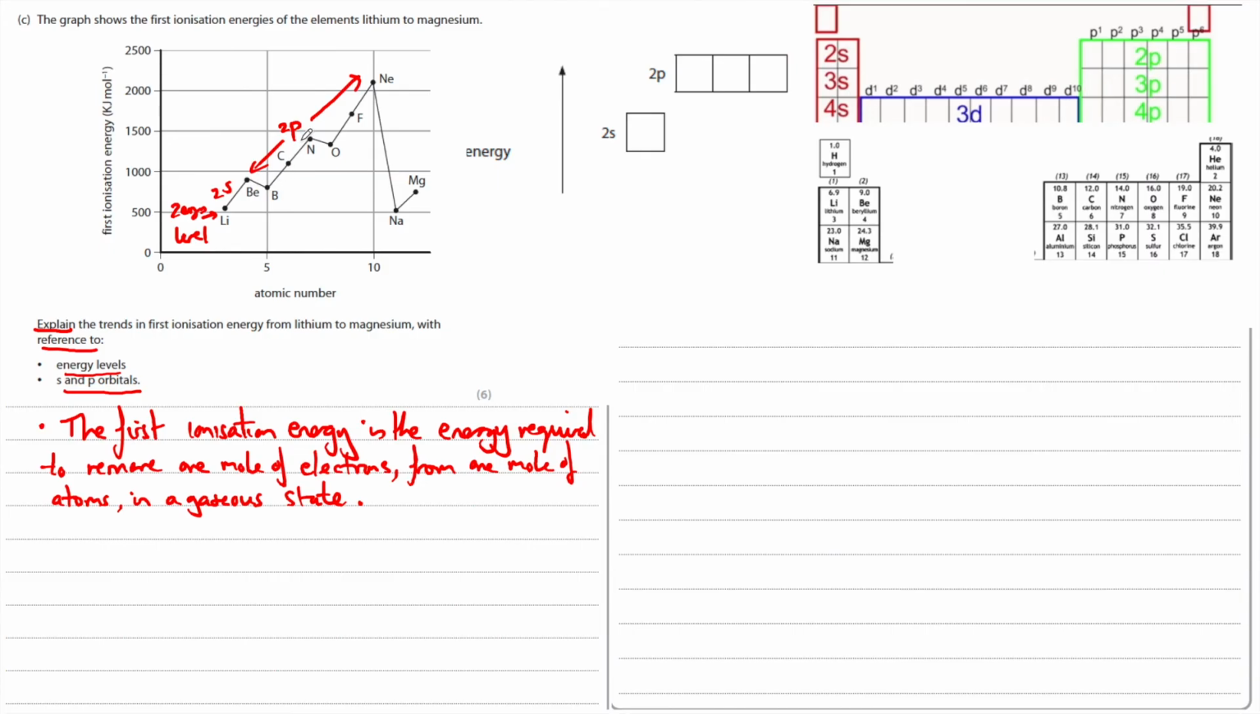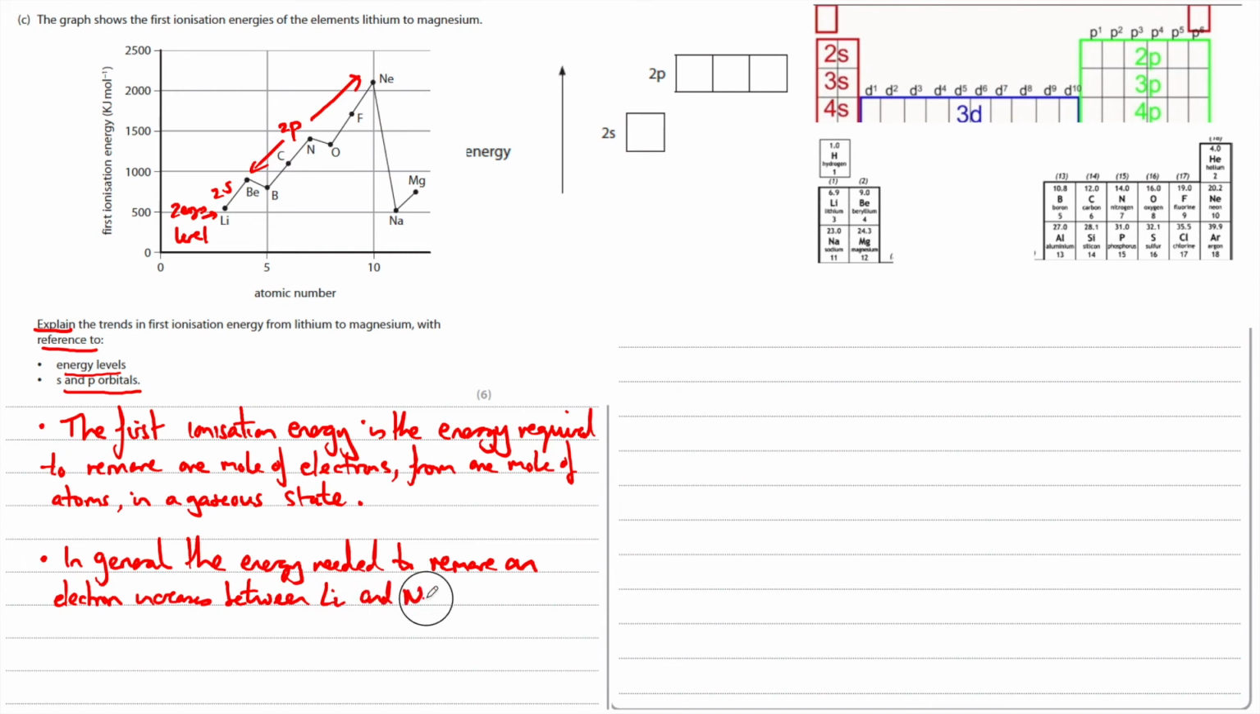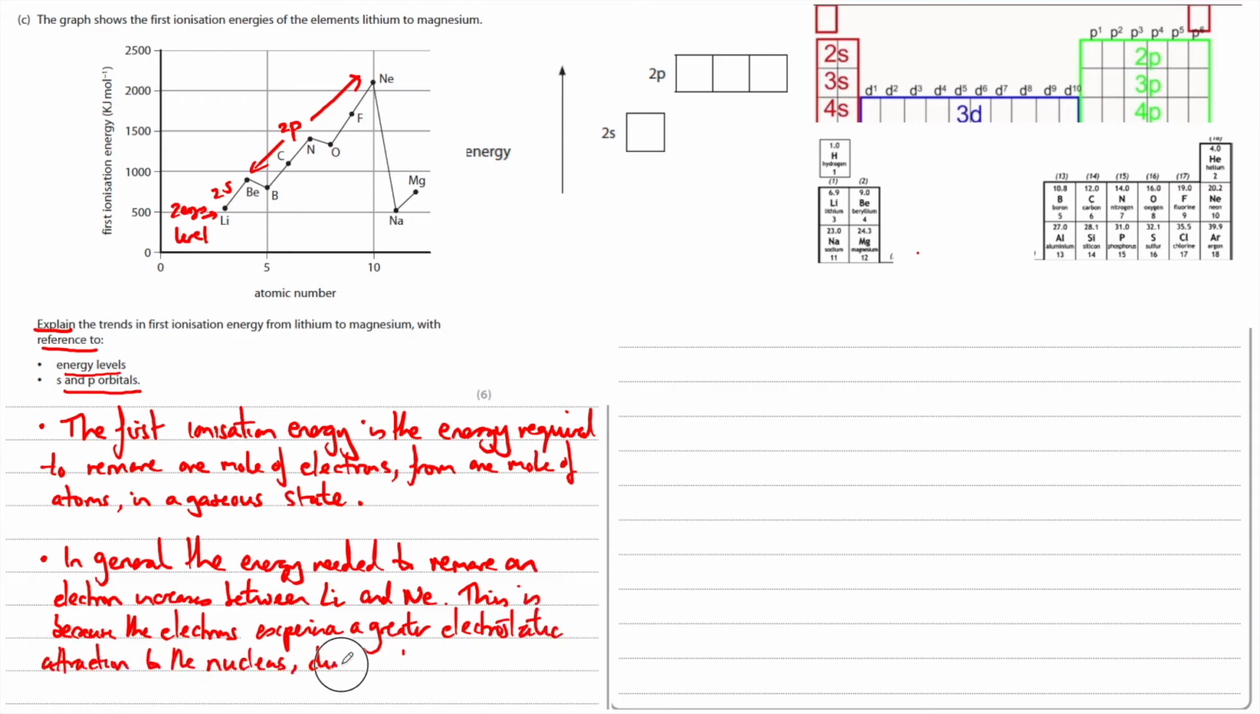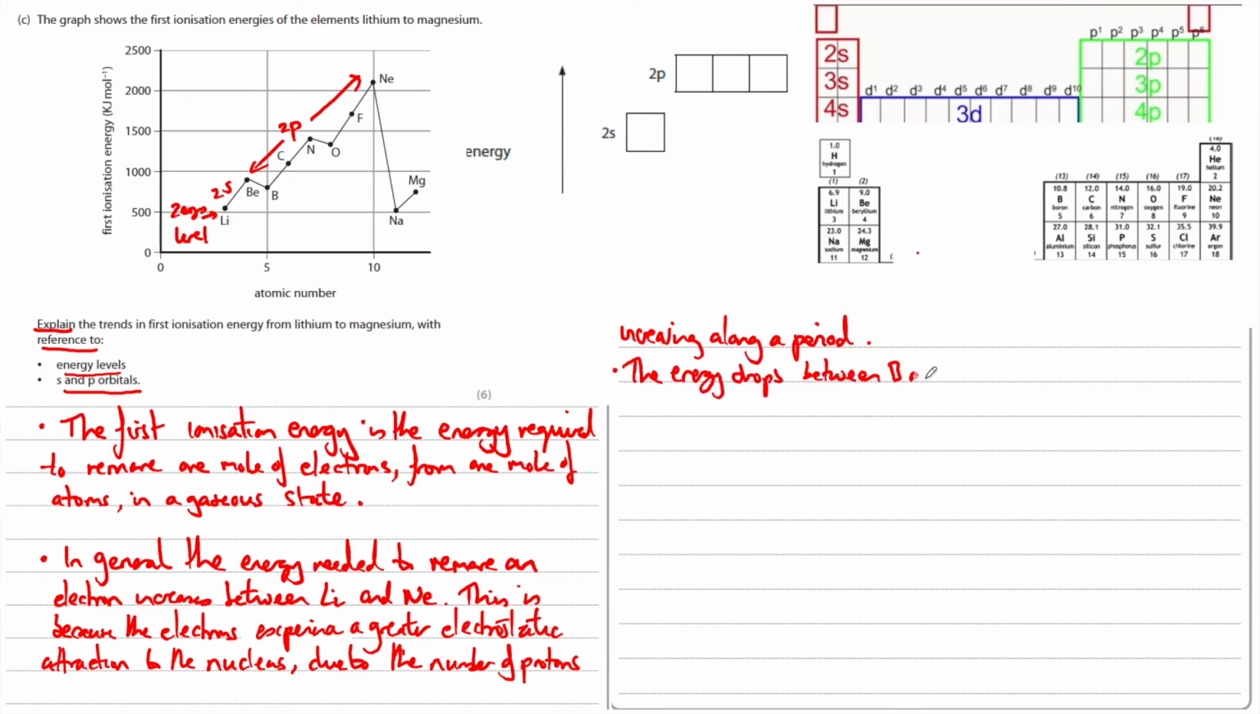And then the trend goes up again until here. And we'll explain that one in a minute once we've done these two. In general, the energy needed to remove an electron increases between lithium and neon. This is because the electrons experience a greater electrostatic attraction to the nucleus due to the number of protons increasing along a period. The energy drops between beryllium and boron as the electron in boron is the first in the p subshell, so is further from the nucleus.